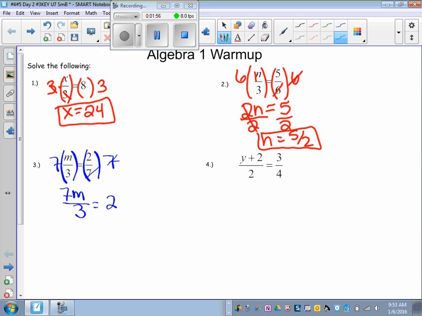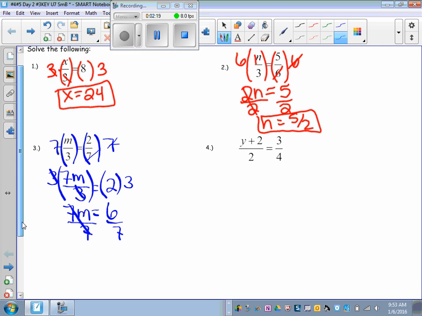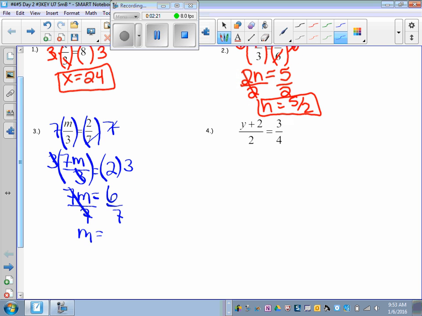Alright, we still have a denominator, so we need to do that again. Multiply by my largest denominator, which this time is 3. My 3's cancel here, so I have 7m equals 6. And then I can solve for m by dividing by 7. So my 7's reduce, and I get m equals 6 sevenths. That's my final answer. Alright, questions on that?